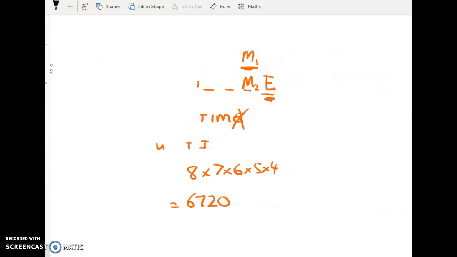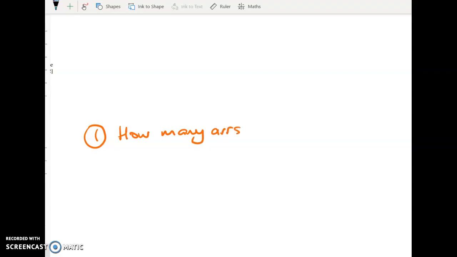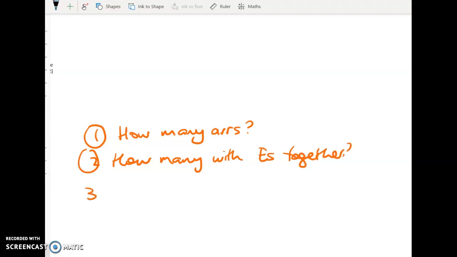And if you read the examiner's reports on AS stats papers over the years, one thing they say is that good candidates usually have a little bit of a story about what they're doing. So I'm just going to jot down some strategy notes. So number one is how many arrangements. Just call it how many R's. And then number two, how many with E's together. And then number three, which is what we want, is number one, take away number two. And that makes it much easier because both of those first two things are quite easy to do.